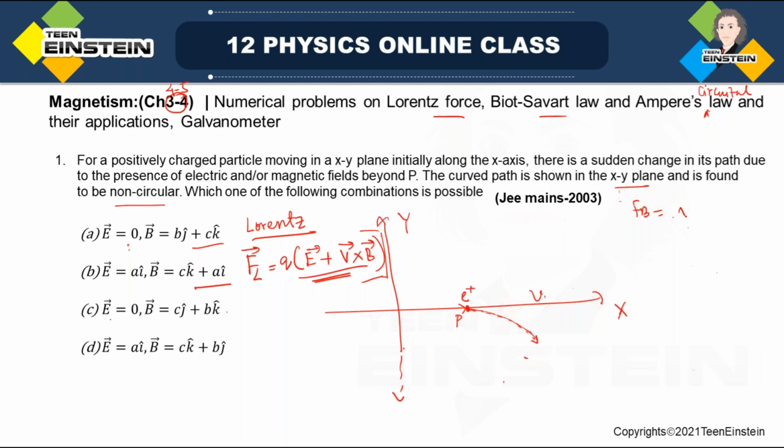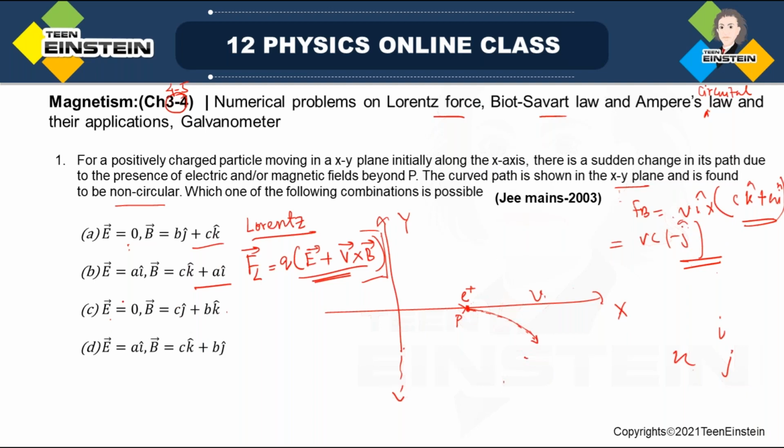AB is equal to V cross B, so V I cap and B C K cap plus A I cap. So B C I K I J K, I K means minus J cap. Okay, I and I, if you take the cross product, if it is I, B it is I, so there will be no component in any other direction. It will have only minus J component.